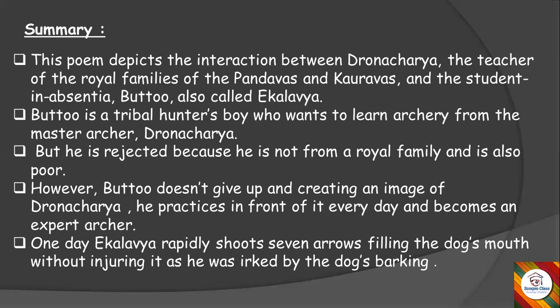However, BUTTOO does not give up and, creating an image of Dronacharya, he practices in front of it every day and becomes an expert archer. So what did BUTTOO do? He did not leave hope, he did not give up. Instead, he created an image of Dronacharya. It means he made a statue or an idol of Dronacharya and he started practicing in front of him every day. And with this practice, he becomes an expert archer.